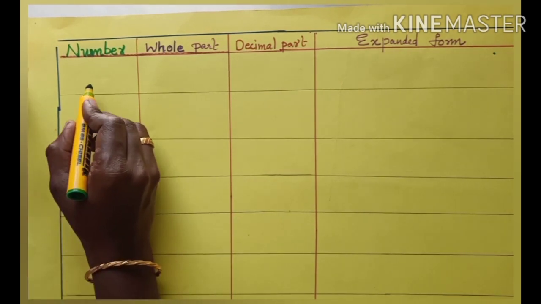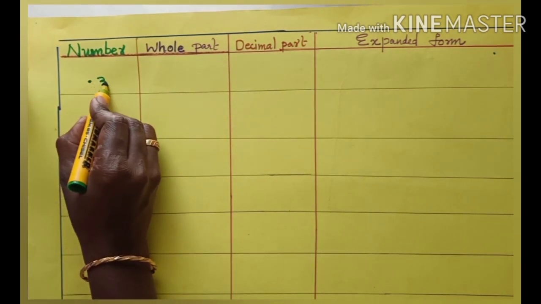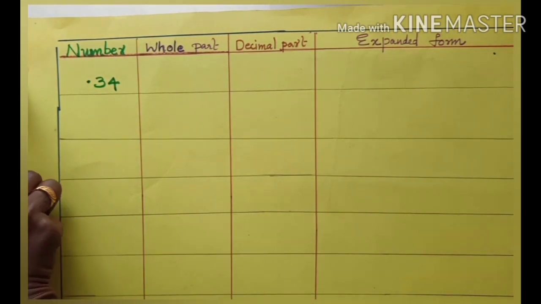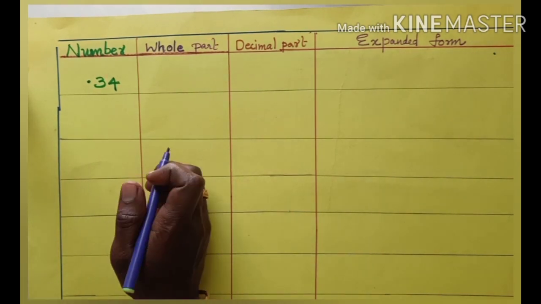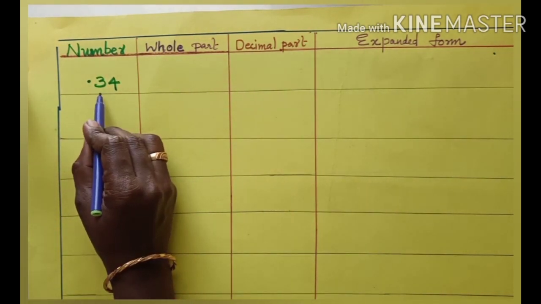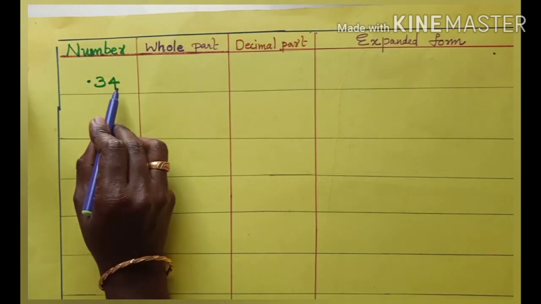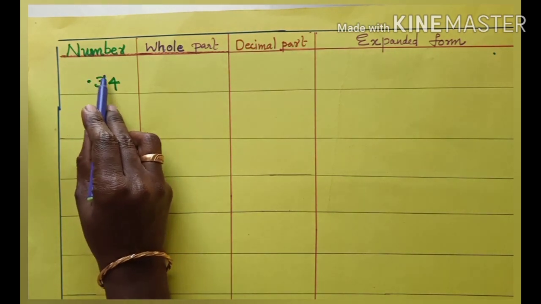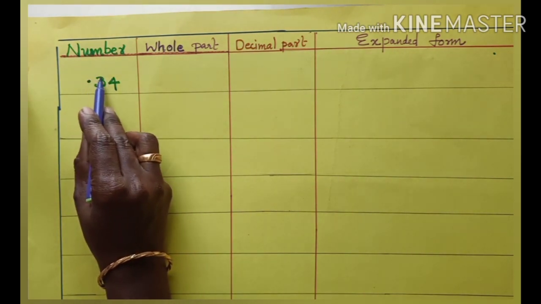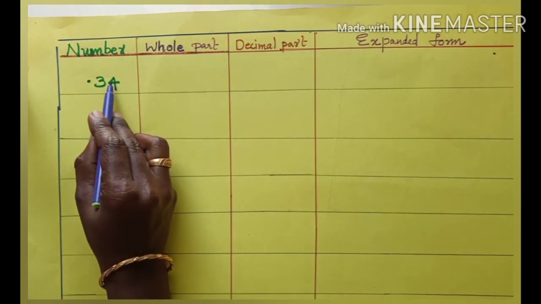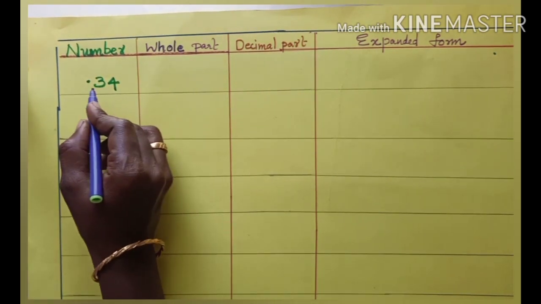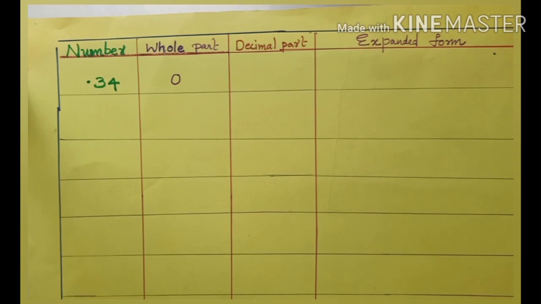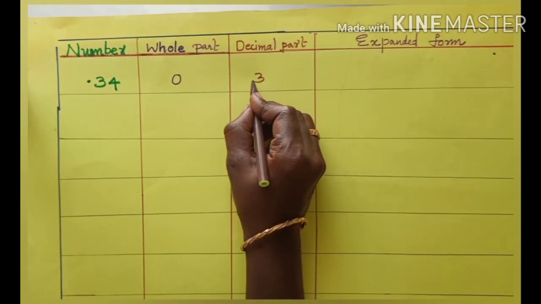Here I have taken one decimal number, 0.34. Listen students. A decimal number has either a whole number part or a decimal part or both parts. See here, there are only numbers after the decimal point. These are the decimal part. So here the whole number part is 0. The decimal part is 3, 4.